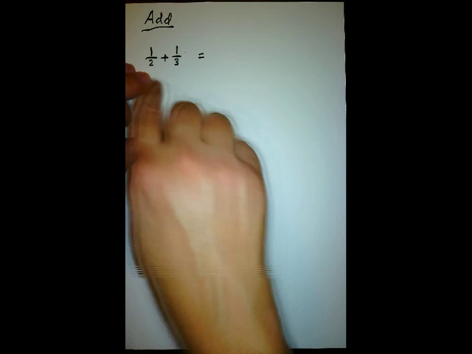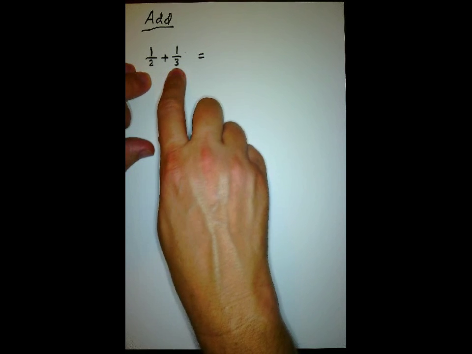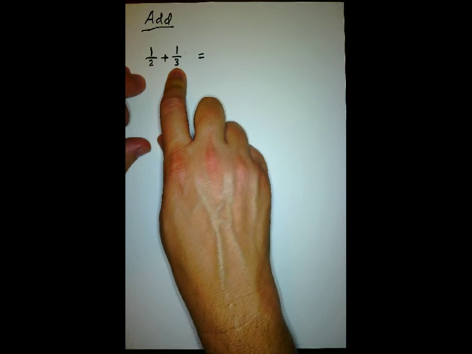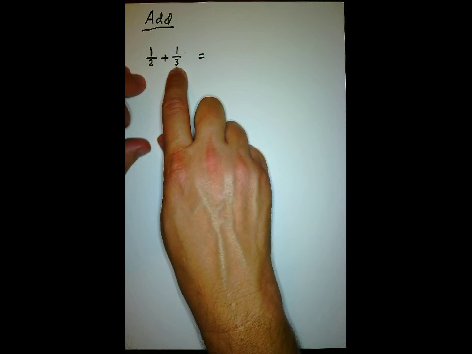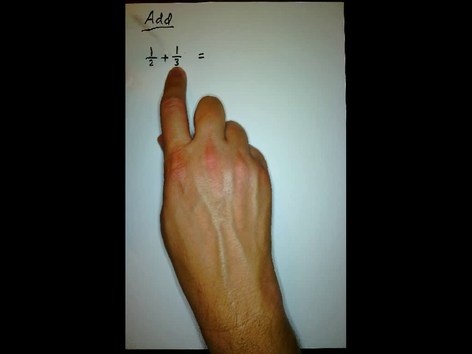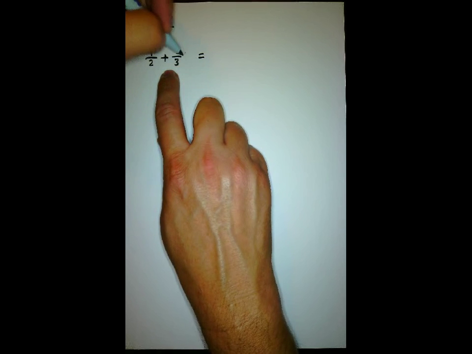Alright, so let's start with the larger of our two denominators. The larger one is 3. Will 2 go into 3 evenly? No, it won't. So the next number up that 3 will go into evenly is 6, right? So will 2 go into 6? Yes, it does. 2 goes into 6 evenly, 3 goes into 6 evenly.